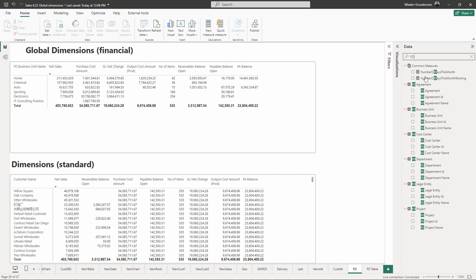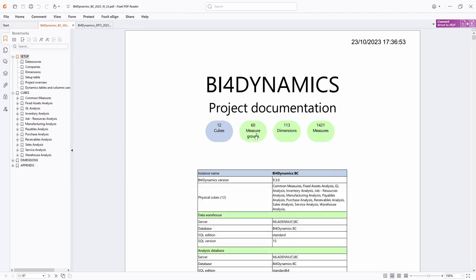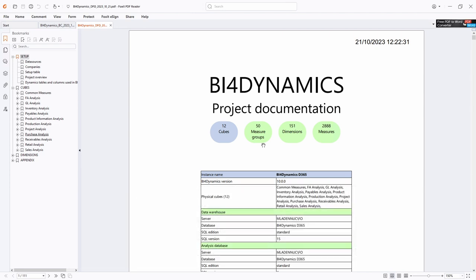And in our case, we have set up 5 financial dimensions with the prefix FD, so we can quickly find them. In Business Central, you can set up to 20 financial dimensions, and most of the 60 transactional tables are already connected to the financial dimensions. And in Finance and Operations, you can set up unlimited financial dimensions, and most of these 50 measure groups, or transactional tables or facts, are already linked to financial dimensions.